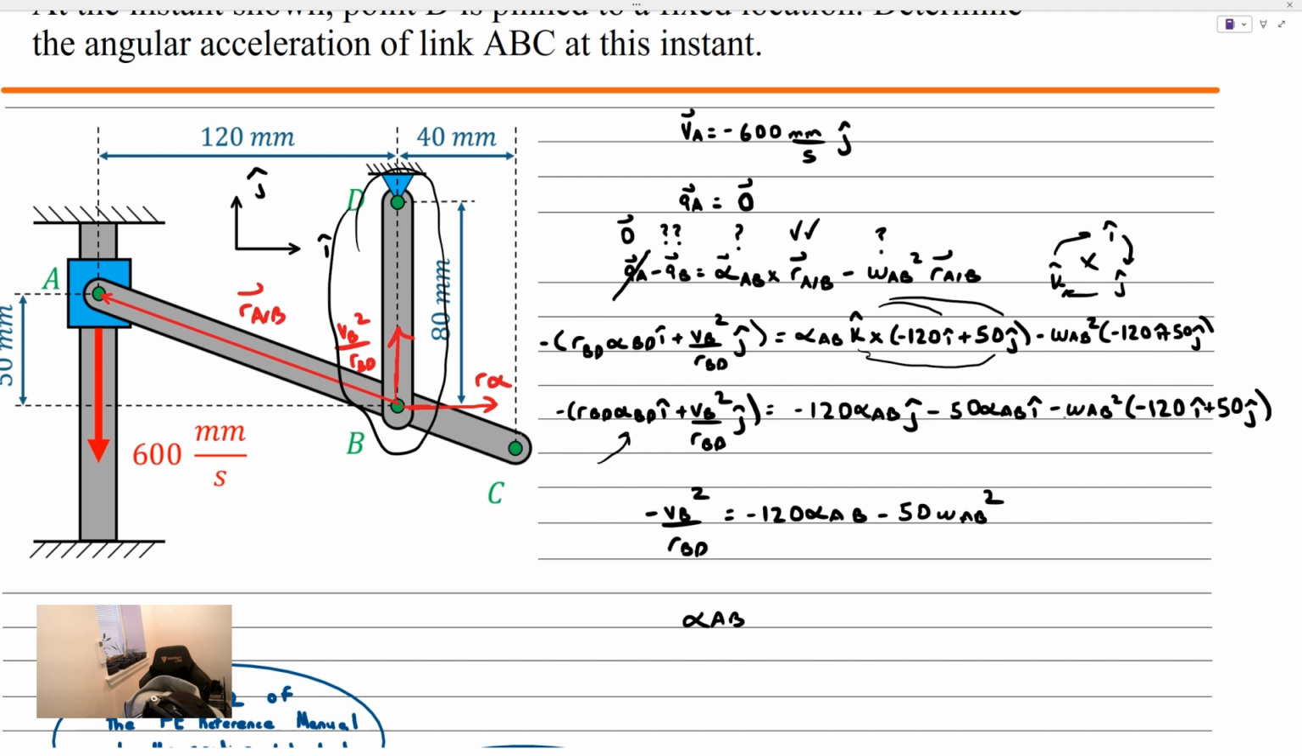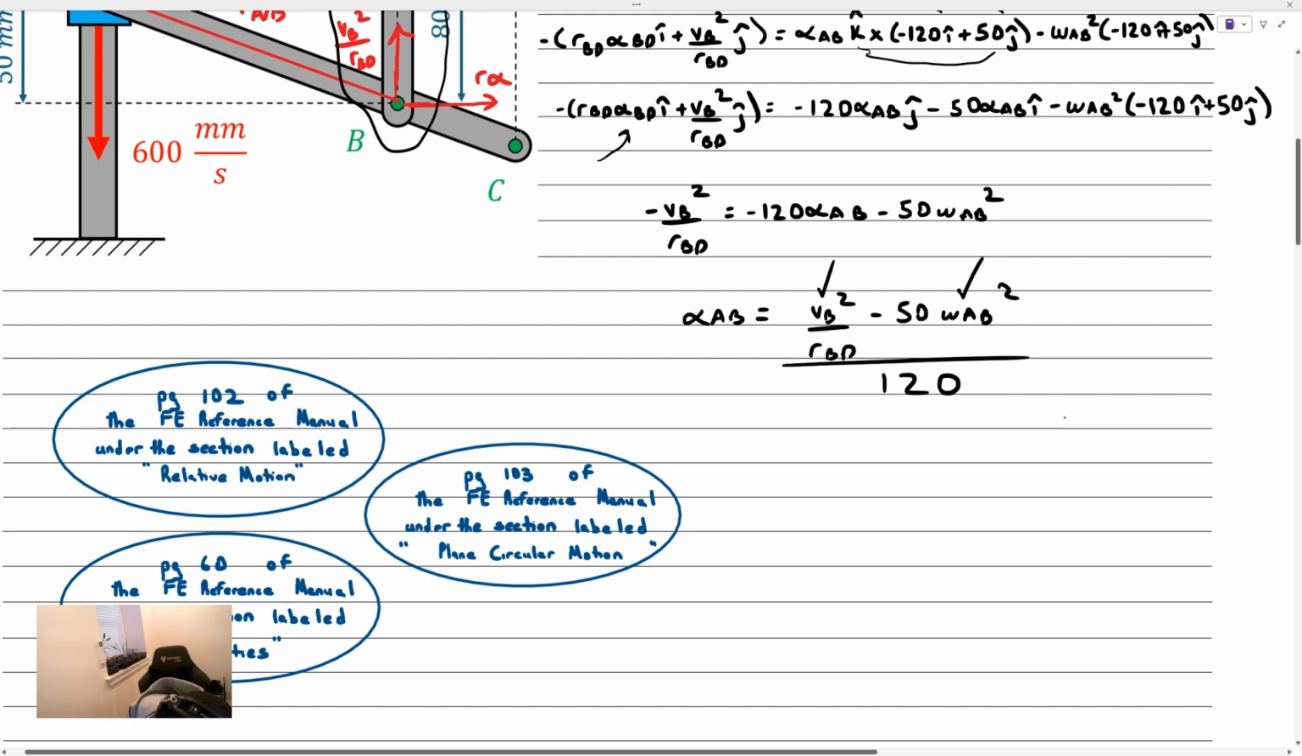If we go ahead and solve for alpha, what we get is VB squared divided by RBD minus 50 omega AB squared. Take this entire thing and divide by 120. All we need to do in order to solve this problem is to be able to find this speed of B and omega AB. And we'd be able to find those quantities if we use the relative velocity equation. So let's go ahead and write down the relative velocity equation, which is this equation.